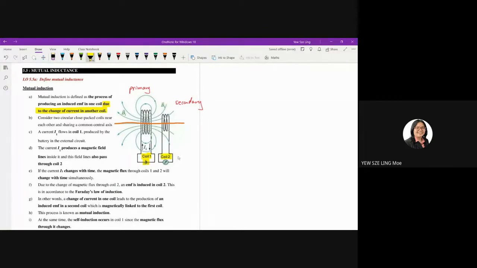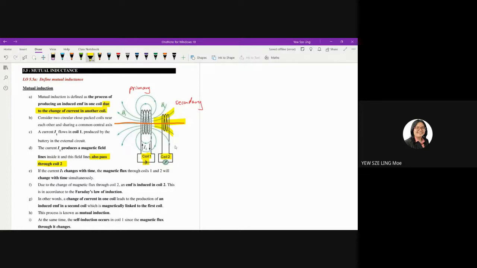And because the second coil is placed close to coil number 1, the field lines generated by I1 will also pass through coil number 2. The field lines that you look at right here are all coming from coil number 1. Coil 2 itself doesn't have any magnetic field.